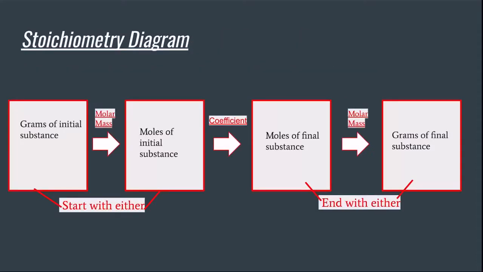The stoichiometry diagram is super handy to use when trying to do these equations. It will just make you remember how many T-charts you need. So you can start with either grams of initial substance or moles of initial substance, and you can end with either moles of final substance or grams of final substance. And as you can see, on top of the arrows it'll say what you need to do to get to each step.